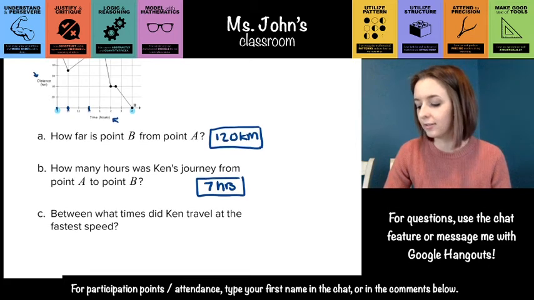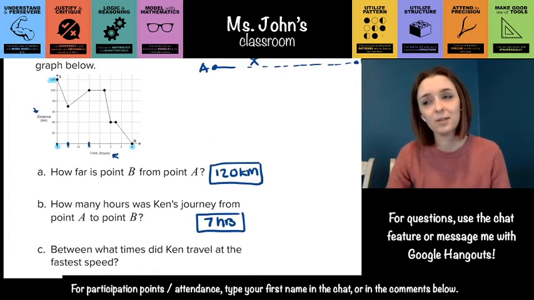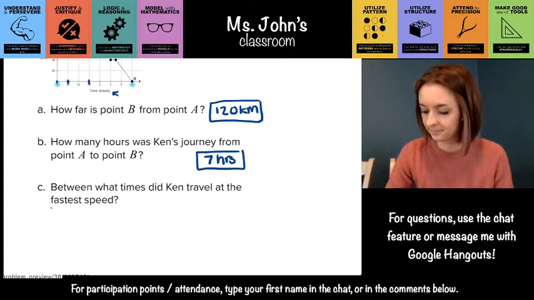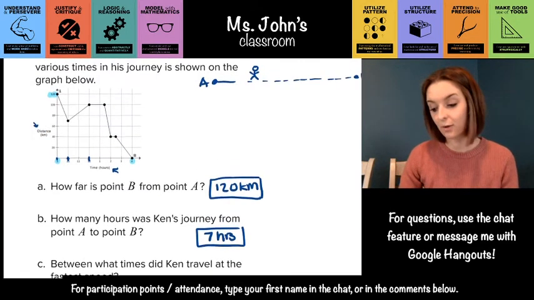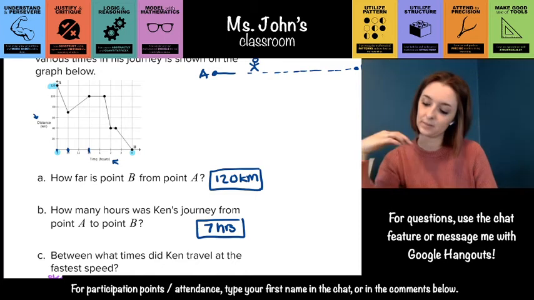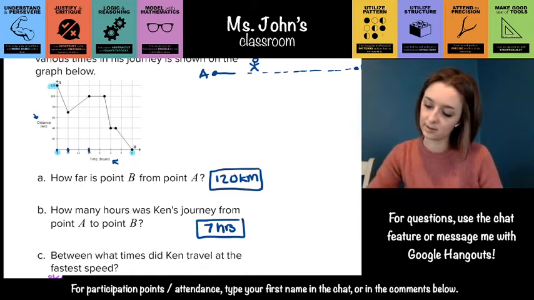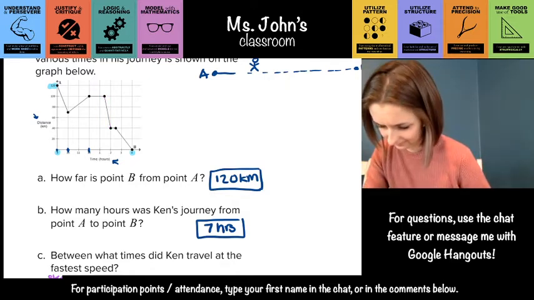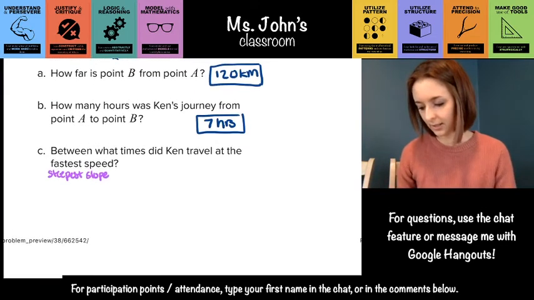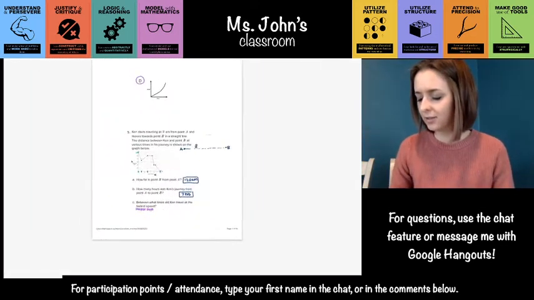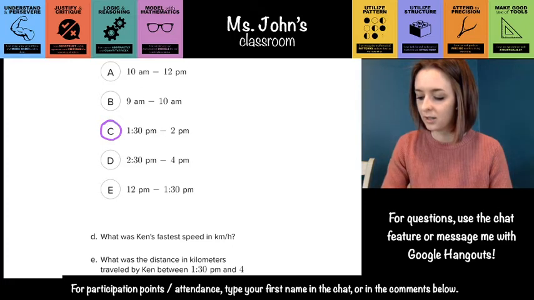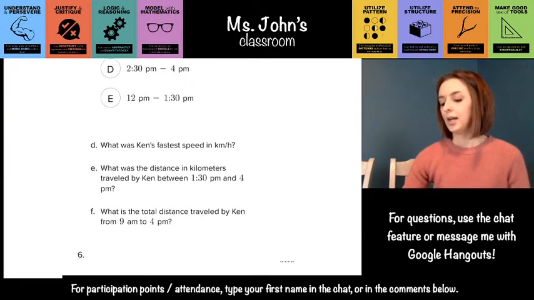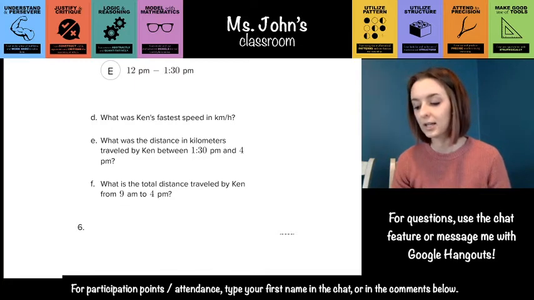Between what times did Ken travel at the fastest speed? Remember, fastest speed means steepest slope. So we're looking for the steepest slope, and this piece looks like the steepest to me. He's going real fast between 1:30 and 2, really quickly. And I think that gives you the answer. Yeah, it does: 1:30 to 2 p.m. He's going real fast.